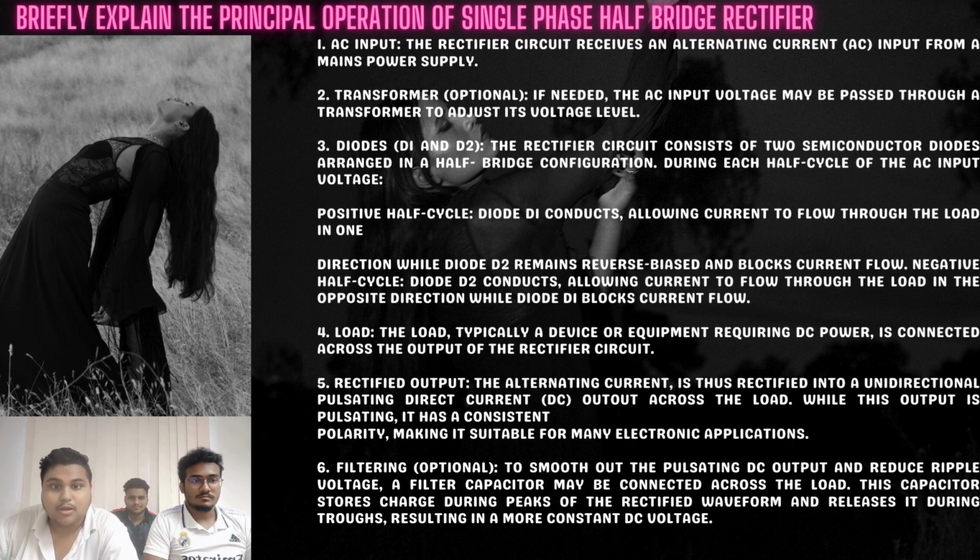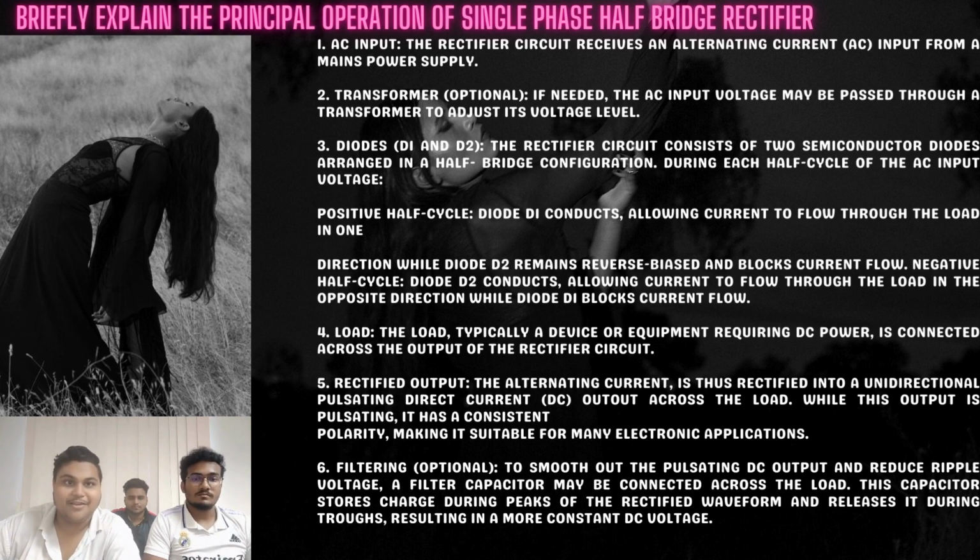Diode D1 conducts, allowing current to flow through the load in one direction, while diode 2 remains reverse biased and blocks current flow. Load. The load, typically a device or equipment requiring DC power, is connected across the output of the rectifier circuit. Rectifier output. The alternating current is thus rectified into a unidirectional pulsating direct current DC output across the load. Filtering. To smooth out the pulsating DC output and reduce ripple voltage, a filter capacitor may be connected across the load.